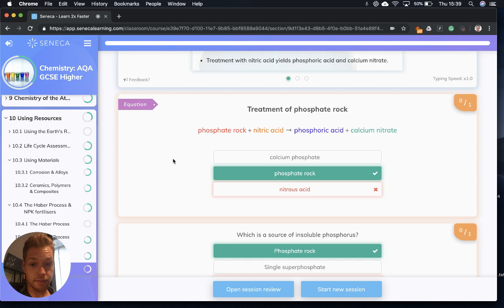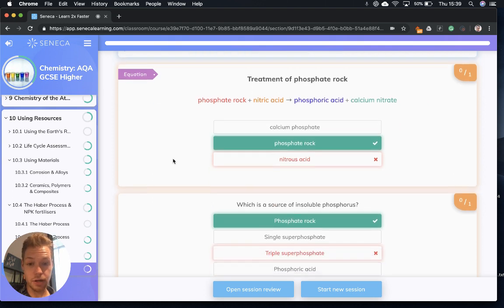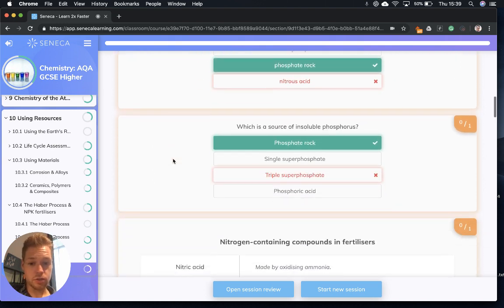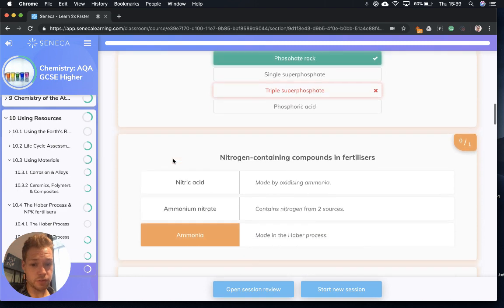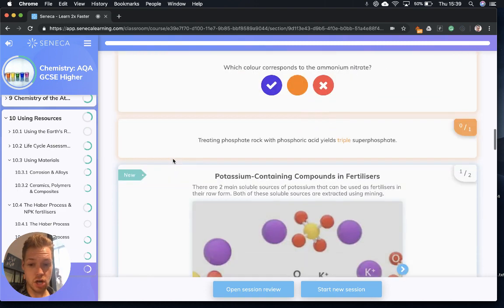So we can put that together into a cute little equation. Phosphate rock plus nitric acid goes to phosphoric acid plus calcium nitrate, okay? So what is the source of insoluble phosphorus? That is our phosphate rock.